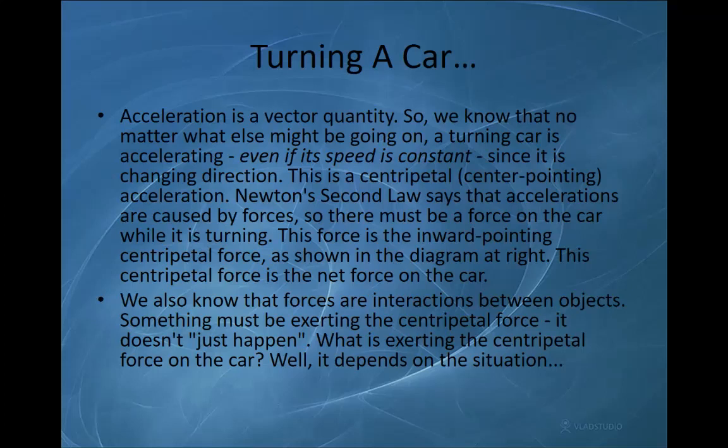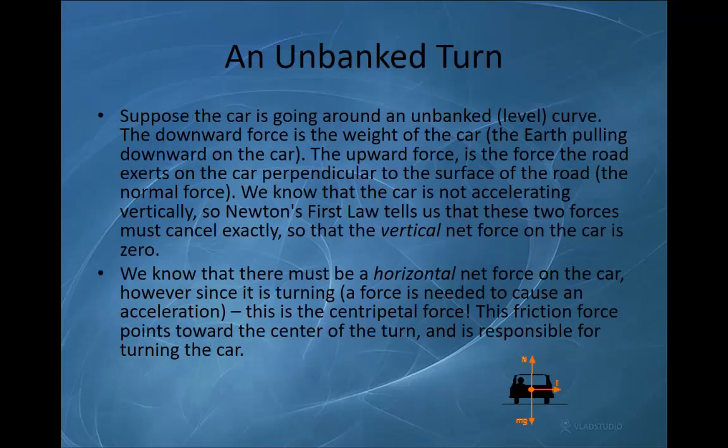So let's start with a situation where you don't have any banking. Okay. You're going down the road and you need to make a right turn. If the ground is level, the downward force on the car is caused by its weight. The upward force is the normal force of the road, and those two are going to be perpendicular. Well, the normal force is perpendicular to the surface it's on. We know that the car is not accelerating up and down because the two vertical components of the force are canceling each other out.